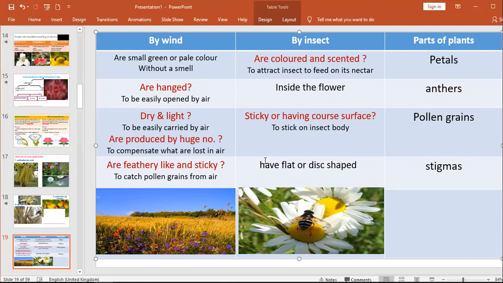The last point, stigma. In the case of wind pollination, the stigma is feathery and sticky. What is meant by feathery? It's like a feather or baby hair, to attract or collect the pollen grain from the air. Okay.